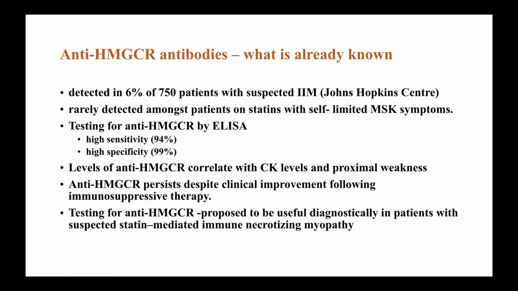We know that testing for antibodies to HMG-CR by ELISA has a high sensitivity and a high specificity. We also know that these antibody levels correlate with CK levels and with the degree of proximal muscle weakness. There have been reports that have suggested that antibodies can persist despite clinical improvement following immunosuppressive therapy, and the close parallel between titer of antibody and CK levels and proximal weakness, and the close correlation of these antibodies with statin-induced NAM has suggested that testing for these antibodies is useful in patients with suspected statin NAM.